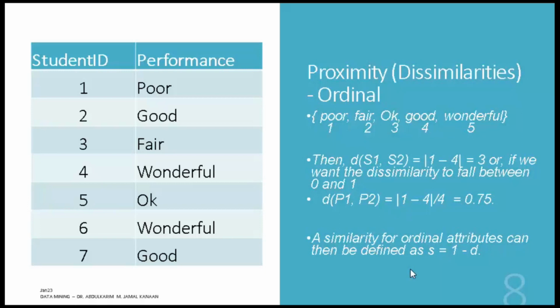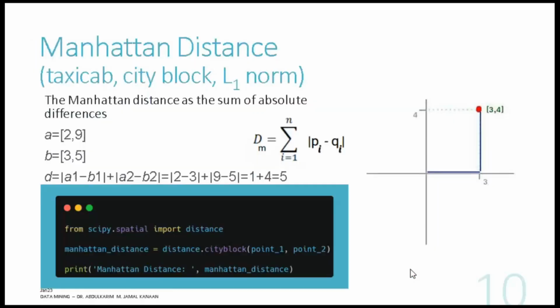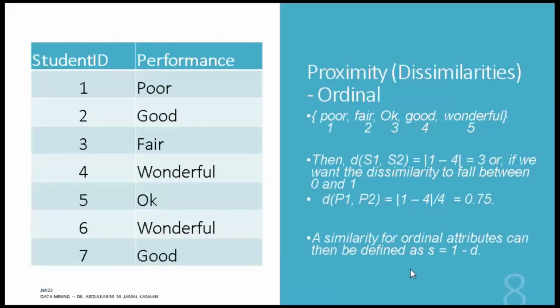All right? And again, if I'm measuring student 1 with student 4, the distance is going to be 1. Then 1 minus 1 is 0. That means they are also 0 similar. There is no similarity at all. One got the lowest mark, the other student got the highest mark. Good? Okay, now we move on. So this is just an example showing you the case of ordinal.